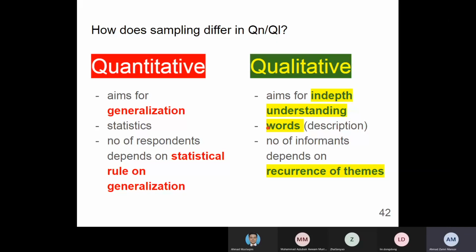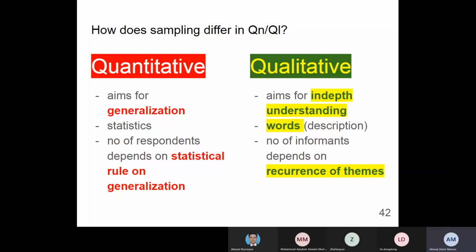In order to explain that, you don't use numbers, you use words. That's why in our report we have to insert quotations that support themes in your research. In terms of the number of participants, it cannot be predetermined. You cannot say in my proposal that there will be 10 informants. Normally it is not determined because you actually do not know how many, until after you collect the data.